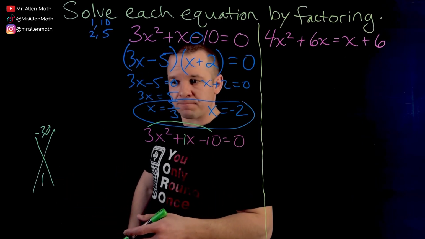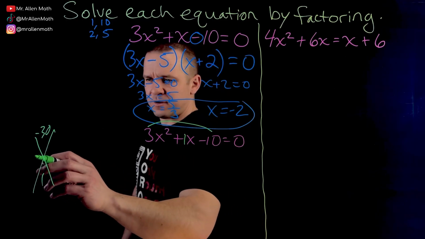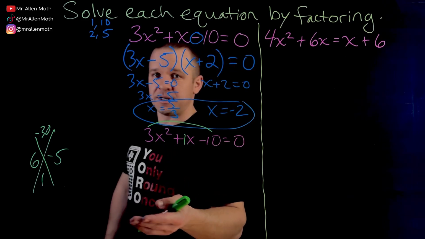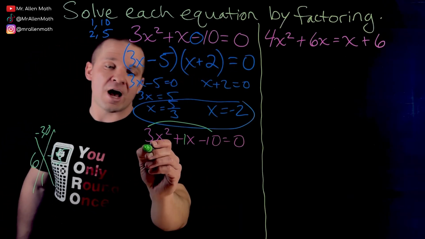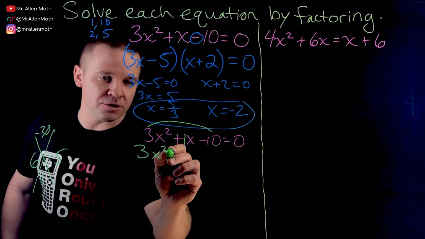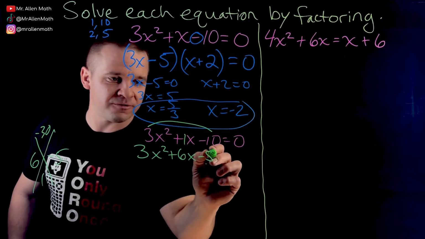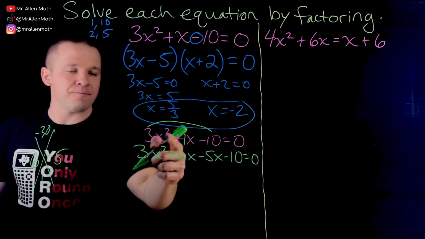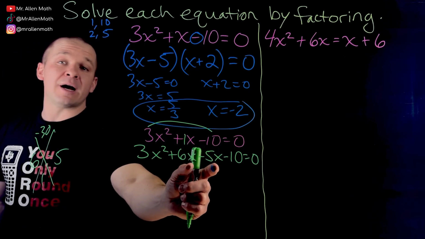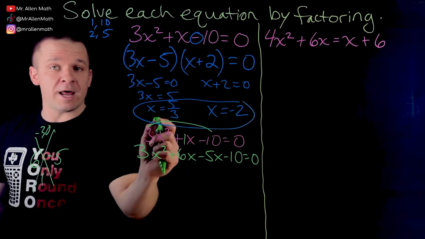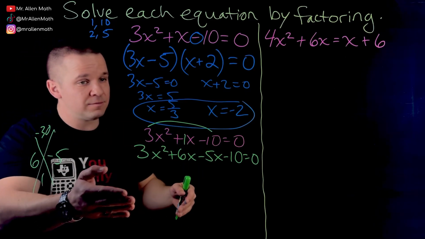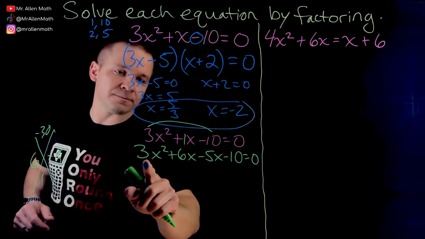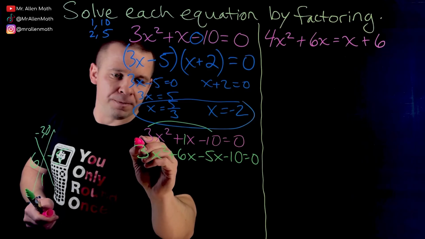What numbers are going to do that? It's 5 and 6. So I'd have positive 6, negative 5. But here's the thing. A lot of people are like, oh, cool, it's just x plus 6, x minus 5. No! I need to break apart that 1x into positive 6x minus 5x. The negative 10 stays. So the 3x squared and the negative 10 stay. But x becomes 6x minus 5x. Right? That is equivalent to 1x. So this is the same. This is the same. But it looks different. Same, but different.